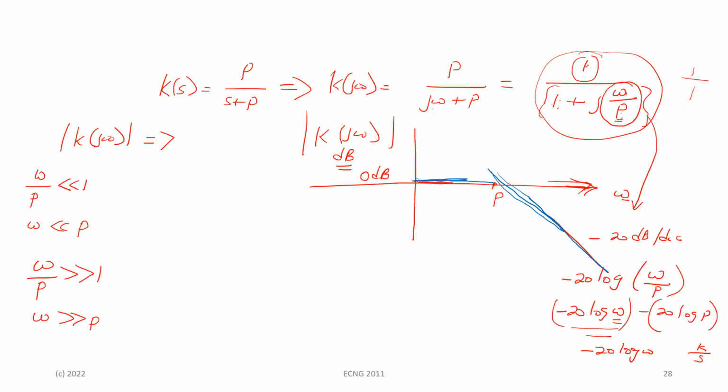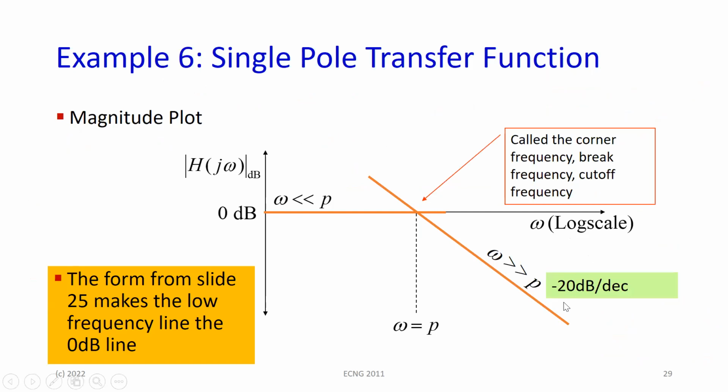Right? So this is the asymptotic plot for the frequency response of a transfer function looking like P over S plus P. The magnitude plot is 0 dB, and then at the point P, it starts to decrease at minus 20 dB per decade. We all right with that? Yes, sir. Right. So I'll stop there today, chew that a little bit, and then we're going to come back to this tomorrow.